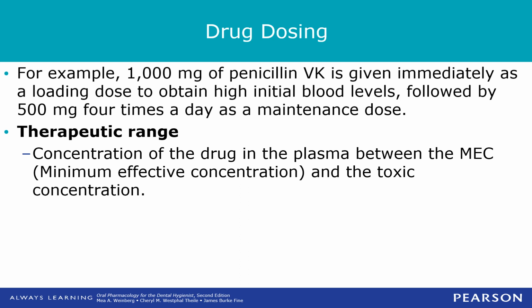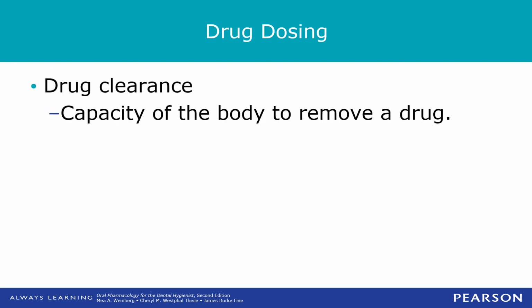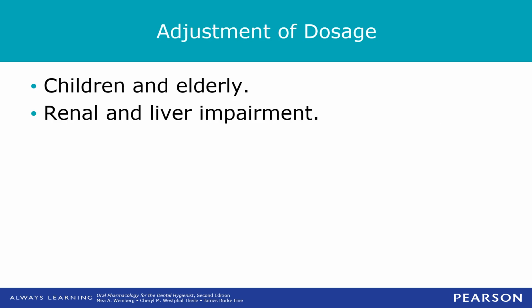Therapeutic range is the concentration of the drug in the plasma between the minimum effective concentration and the toxic concentration. Drug clearance is the capacity of the body to remove the drug. You have to adjust the amount of dosage for children and elderly patients because they can have minimal renal and liver impairment.